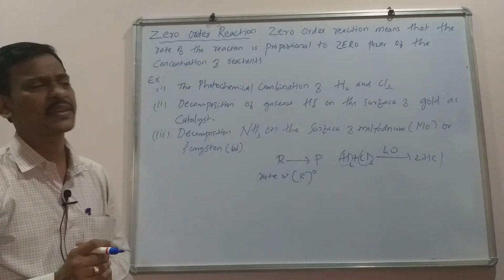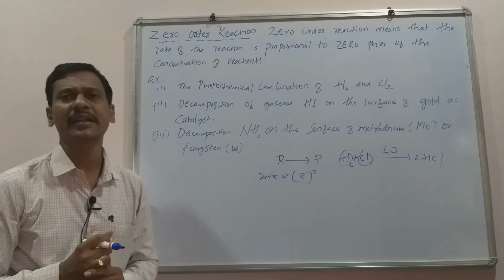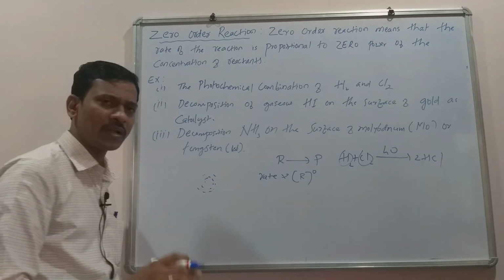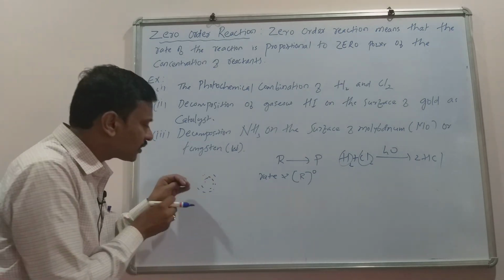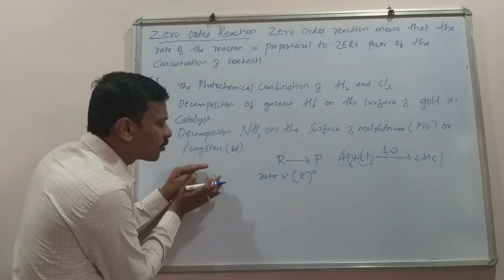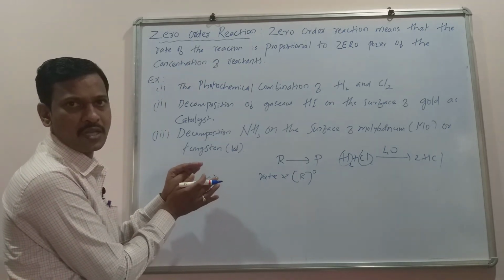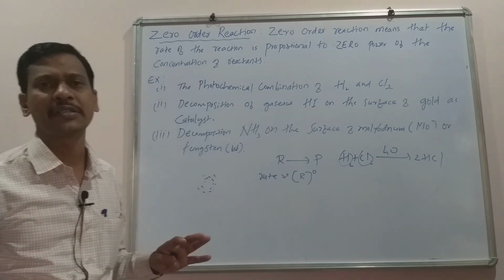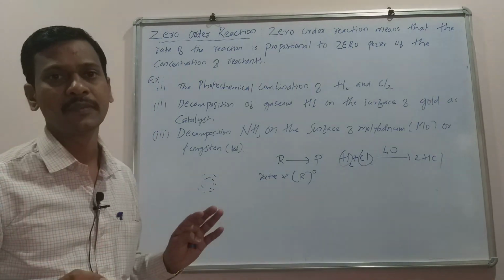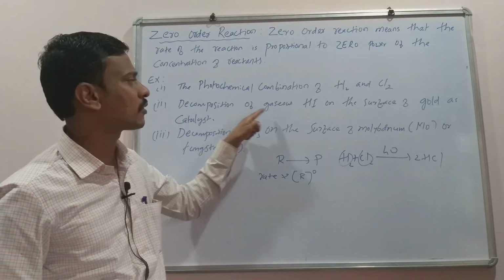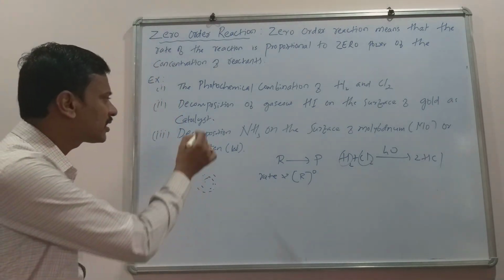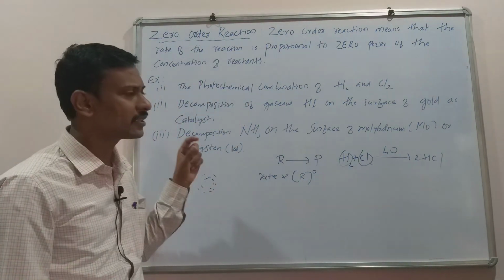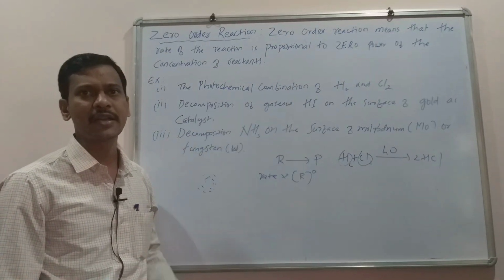Similarly, decomposition of gaseous HI on the surface of gold as a catalyst. Once all the gold surface is covered, further increase in the concentration of HI will not make it adhere on the surface of the gold. That means once the reaction is started, further increase in the concentration of HI will not affect the rate of reaction. Very similar is the decomposition of NH3 on the surface of molybdenum. And these are the three important examples for zero order reactions.